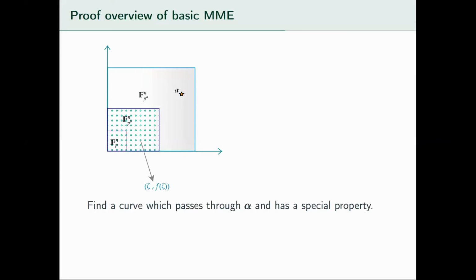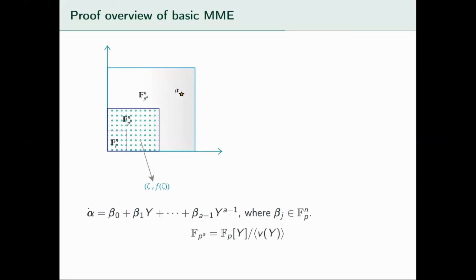So without delay, let me tell you how to construct this curve. You just represent this alpha, because alpha is some point from (F_p^a)^n, and any element from F_p^a can be represented as a degree a minus 1 polynomial over the base field F_p. So that's the way I'm representing alpha as beta_0 plus beta_1 y up to beta_{a-1} y^{a-1}. All these beta_j's are in F_p^n, because alpha is an n-length vector. So you represent each coordinate as a polynomial, and that looks like this.